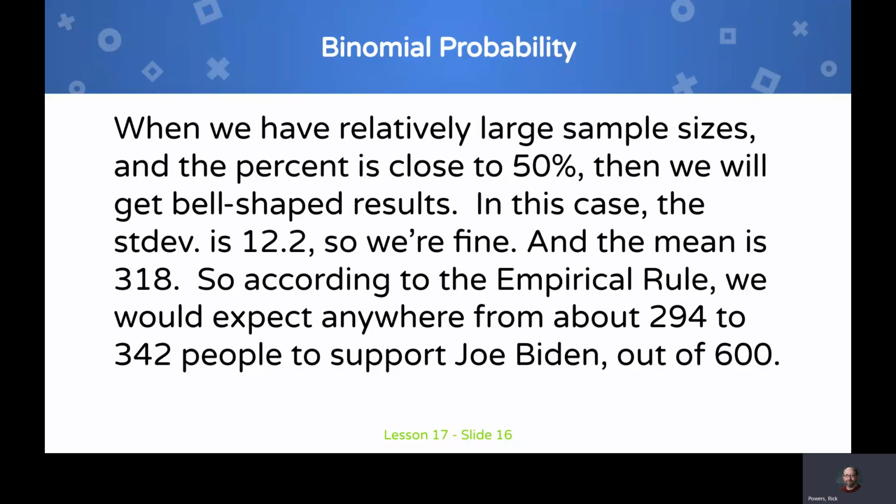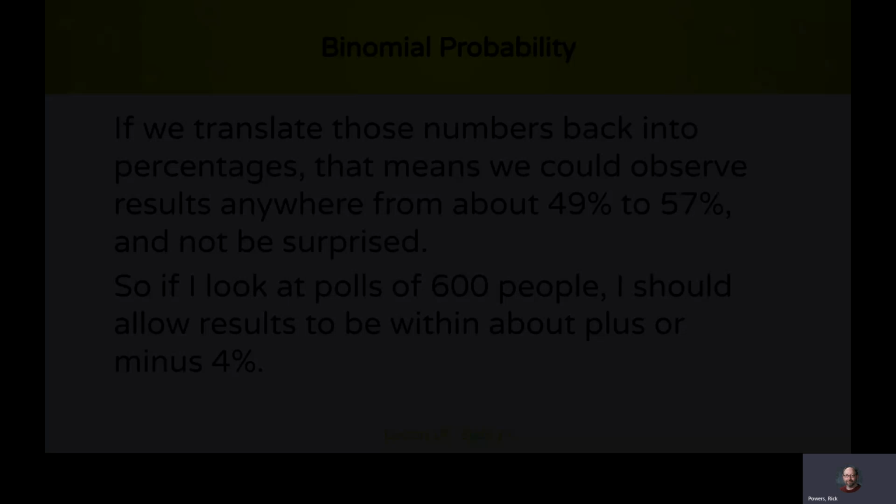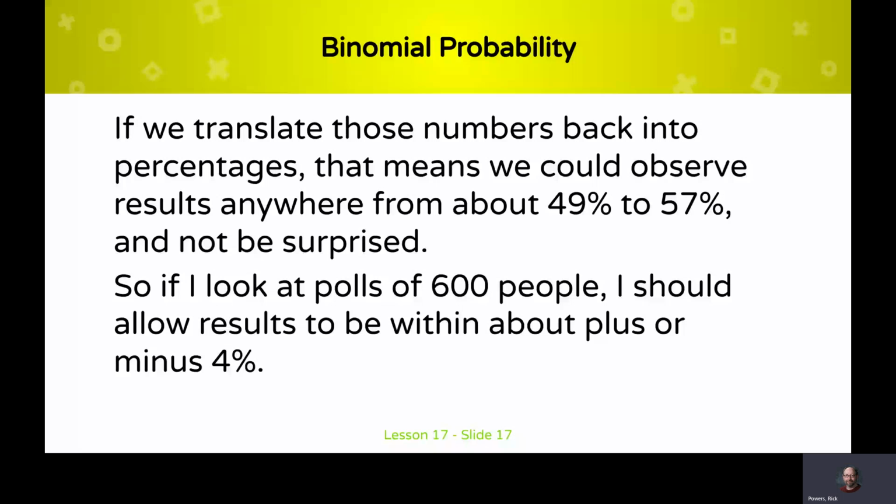So according to the empirical rule, we would expect anywhere from about 294 to 342 people to support Joe Biden out of 600. If we translate those numbers back into percentages, that means we could observe results anywhere from about 49% to 57% and not be surprised. So if I look at polls of 600 people, I should allow results to be within about plus or minus 4%.